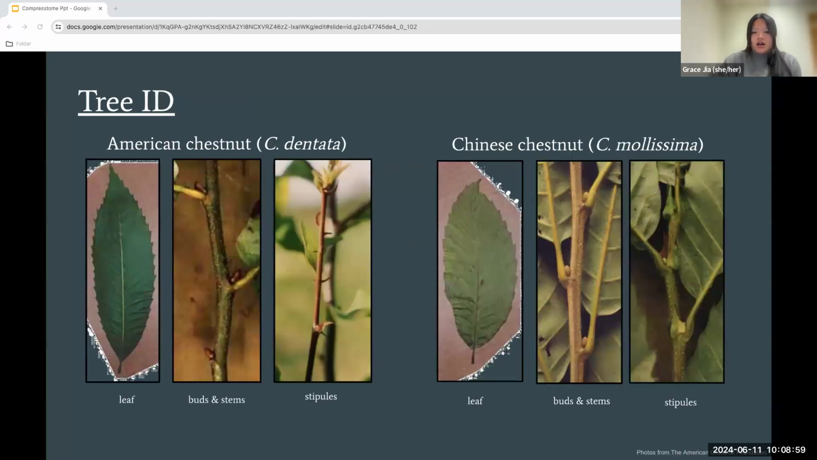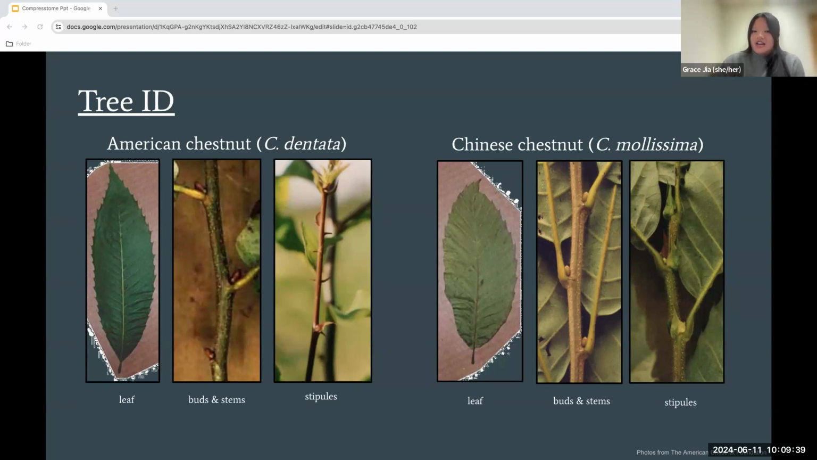So before we get started on utilizing the Compresstome for our histology research, I wanted to dive a little bit deeper into the morphological differences of these trees, specifically looking at their leaves, buds, stems, and stipules. So as you can see, on the left we have American chestnut, and on the right we have Chinese chestnut. And the American chestnut leaves are long in relation to their width. They have large prominent teeth on the edges and bristles at the end of each tooth that curve inward. The base of the leaf blade tapers sharply, and the leaf is very thin and paper-like.